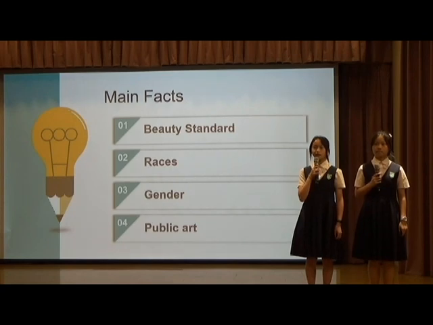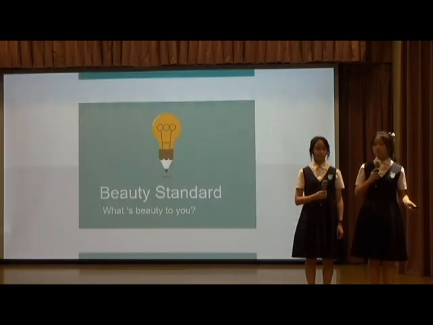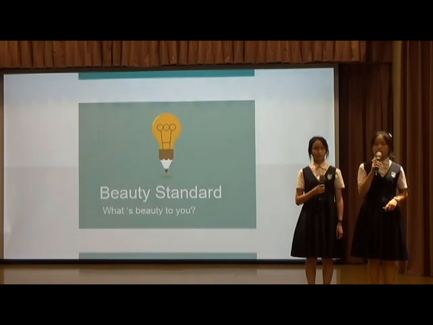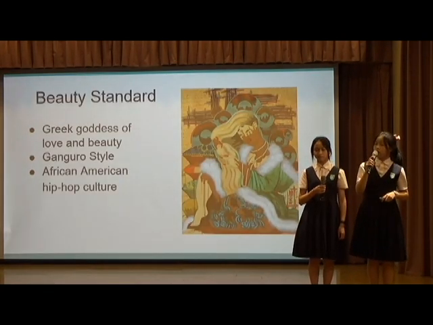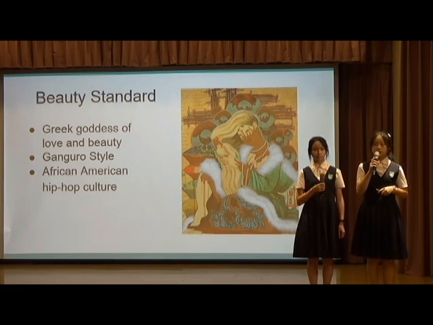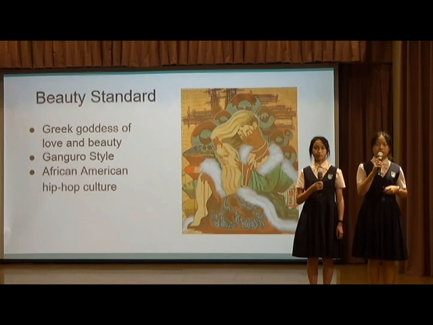And today we are going to talk about four main topics: beauty standards, race, gender problems, and some public art. First, I'm going to talk about the beauty standard. The artist of this work is called Rosea. She creates an ancient Greek goddess of love and beauty in her artwork. It also presents a cross-cultural rebellion in beauty ideals that traverses hemispheres.